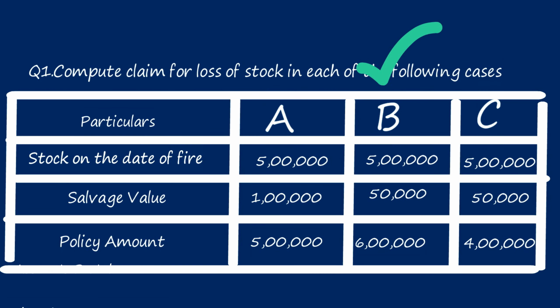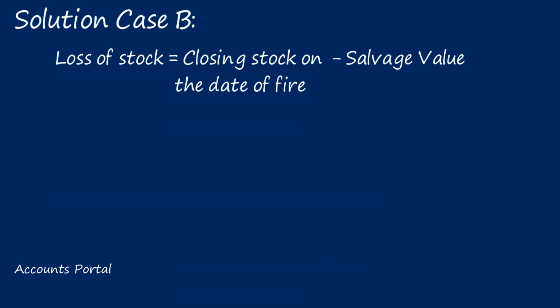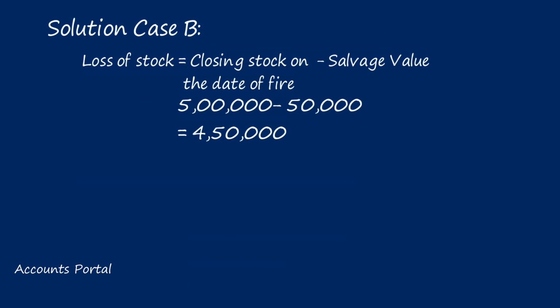Now case B: clothing stock on the date of fire 5 lakhs, salvage value 50,000, policy amount 6 lakhs. Now we have to determine loss of stock and claim amount. Loss of stock equals clothing stock on the date of fire minus salvage value. Dear students, what is the clothing stock on the date of fire in case B? 5 lakhs, salvage value 50,000. 5 lakhs minus 50,000. So loss of stock equals 4,50,000.